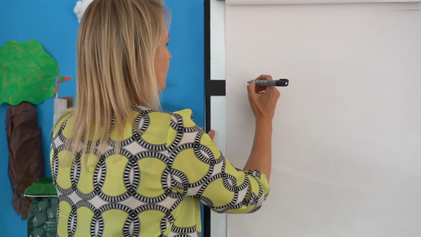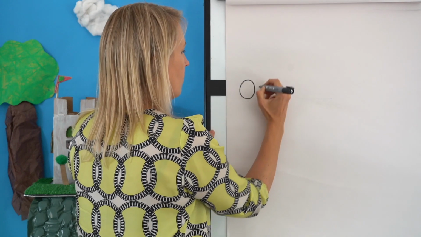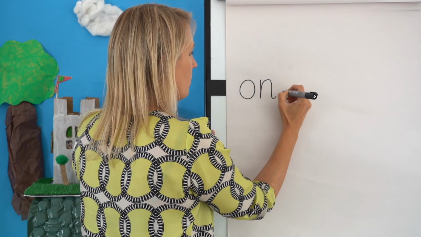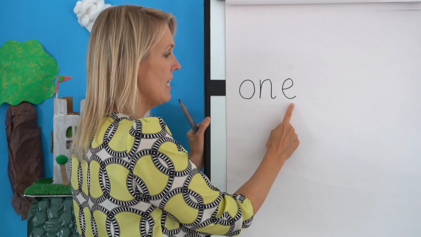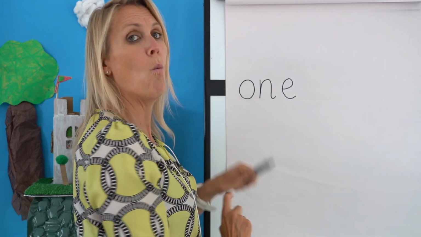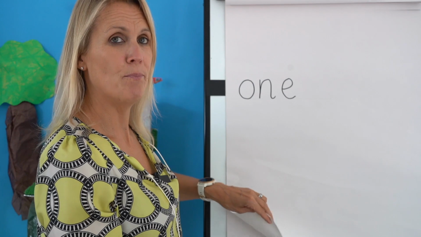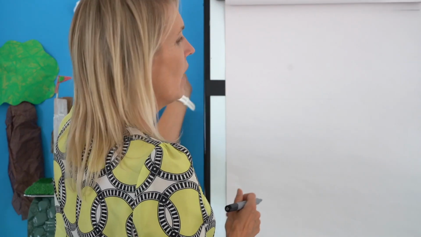Remember, I need the letters O-N-E. Here they are, look. O-N-E says one. Have a good look. Let's hide the word and you have a go. Say the word. Say the sounds. Write it down, but remember the tricky bit. Remember the letters O-N-E say one.